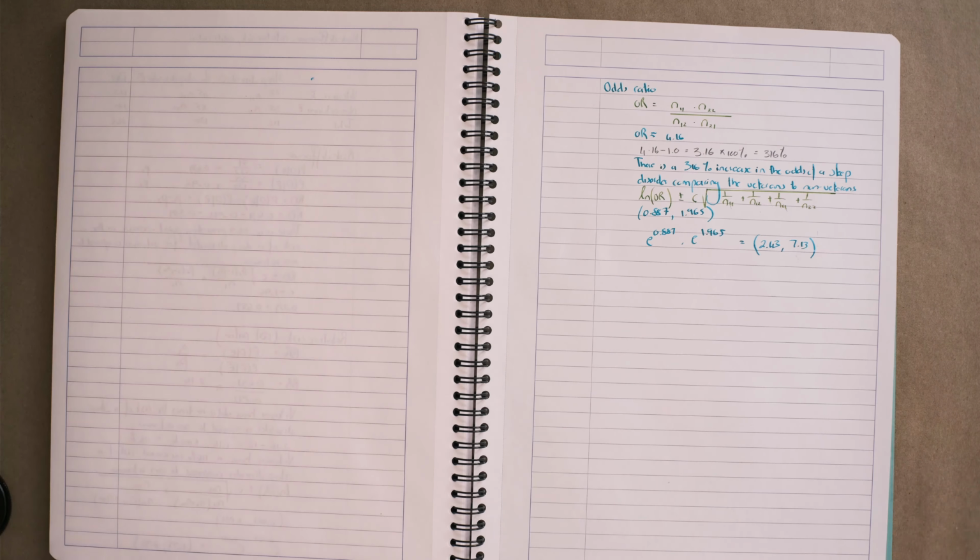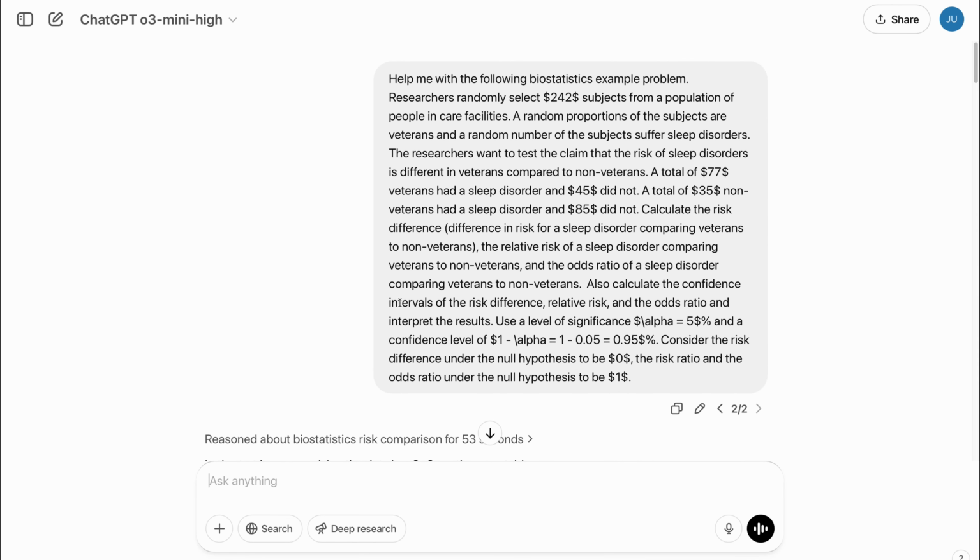So this is what I've done in ChatGPT. As you can see, I'm using ChatGPT o3-mini-high. I've plugged in our problem and I've written my prompt there. I will copy and paste the prompt in the description down below. If you want to copy and paste it into ChatGPT or one of the other large language models, you can certainly have a look at what it says.